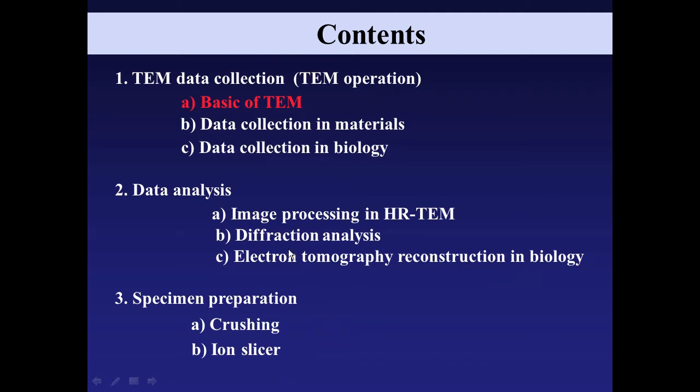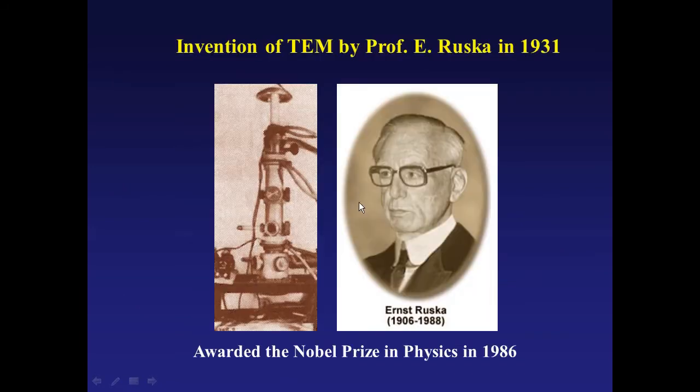Okay, first one, I'd like just to introduce basic knowledge of the transmission microscope. The transmission microscope was developed in 1931 by Professor Ruska. It was a big contribution. Then he was given a Nobel Prize in physics in 1986 for this development of the transmission microscope.